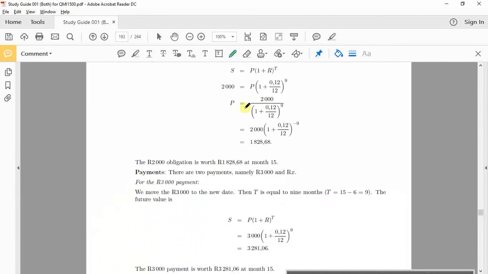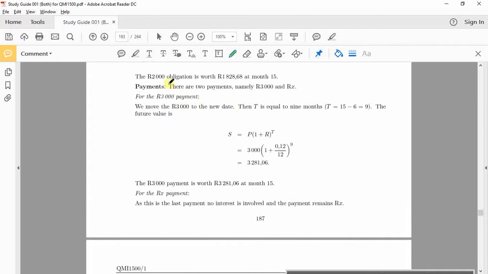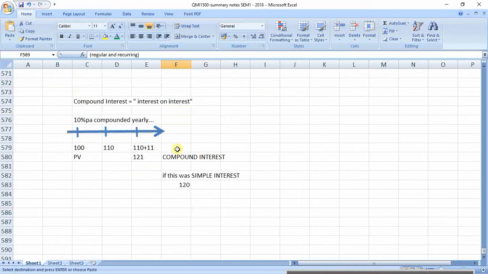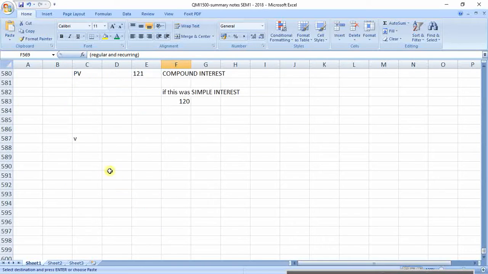So that's that. Payments, there we go, another section. What is a payment? It's a recurring payment, i.e. PMT. It's a cash flow.